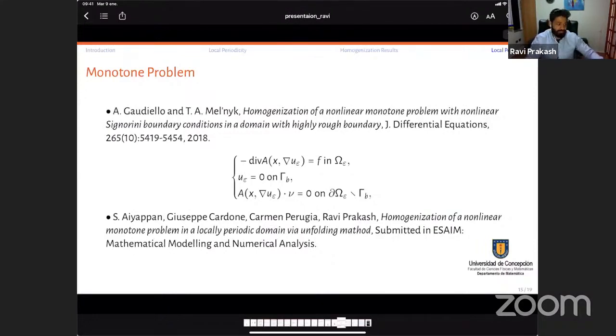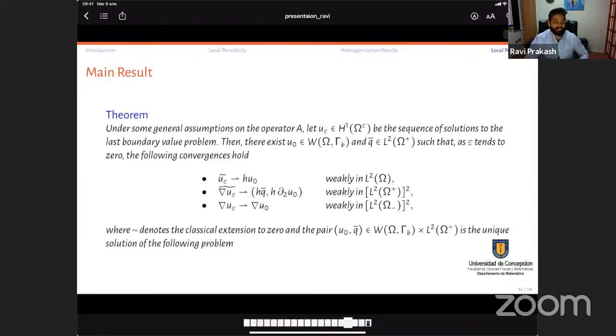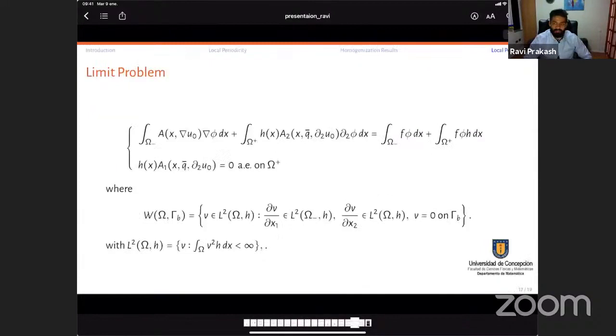Motivated by the work of Antonio and Taras, I considered this, and then we wrote a paper, and we considered this monotone problem with homogeneous data. The main result here is that u epsilon tilde converges to h u0. Here h is again the width of the reference oscillating profile, and the gradient of u epsilon tilde converges to h q bar. Now in omega minus, this convergence is weak in L2. That was a crux. Earlier we used to get strong convergence of the gradient of u epsilon in omega minus, but here we are getting weak convergence.